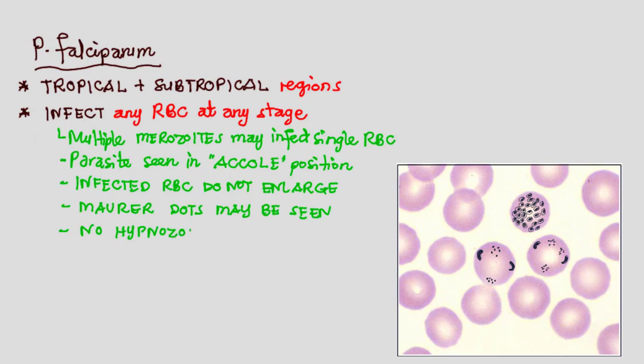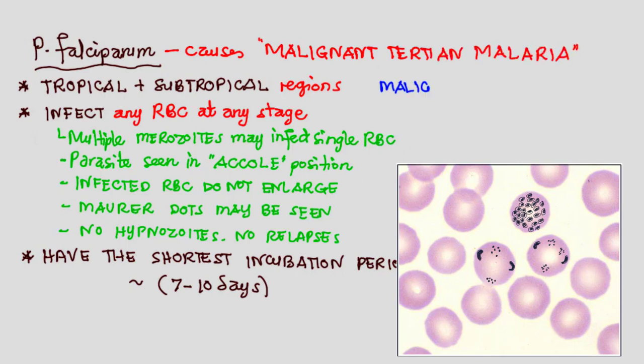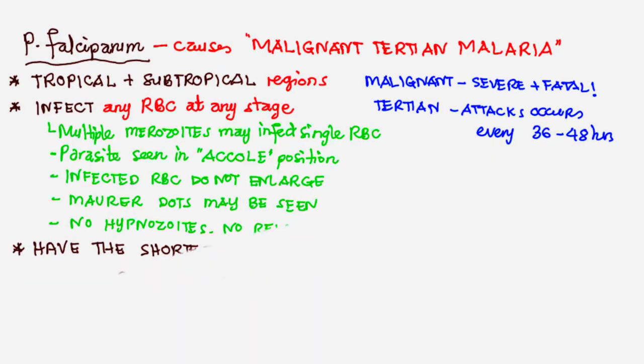Plasmodium falciparum has the shortest incubation period of about 7 to 10 days and causes malignant tertian malaria. Malignant because its attacks are more severe and fatal if left untreated, and tertian signifies that its attacks occur periodically every 36 to 48 hours.